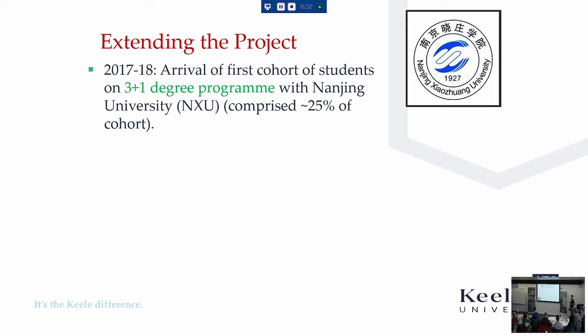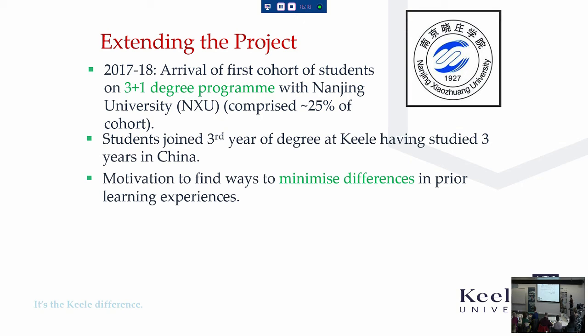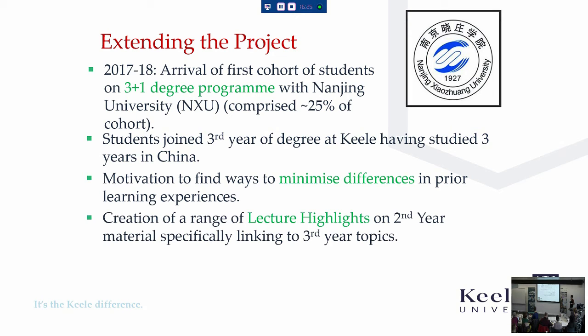They had also had a completely different experience up to that point than our home students, because they'd been taught either via distance learning modules or via very compressed modules when members of staff went over to China. So our motivation was to find ways to minimise differences in prior learning experiences. And so we thought we'd create a range of what we're calling lecture highlights, so these edited lecture captures, across almost all of our second year material, but really focusing on things that specifically linked to third year topics. Chemistry is a spiral curriculum. You need to know second year chemistry in order to be successful in third year chemistry. So we're really focusing on those topics.